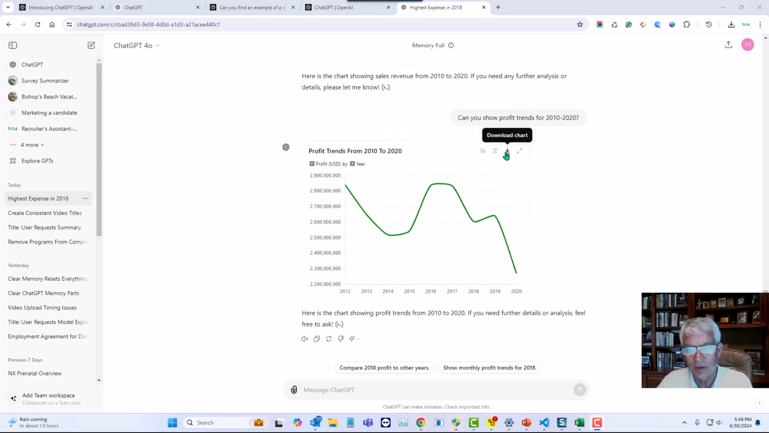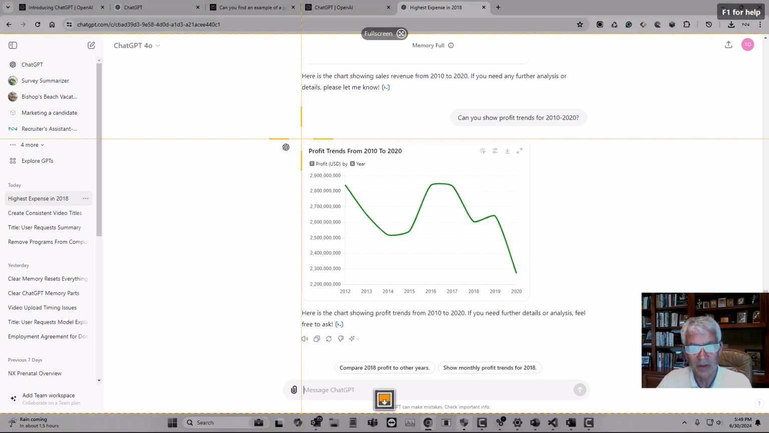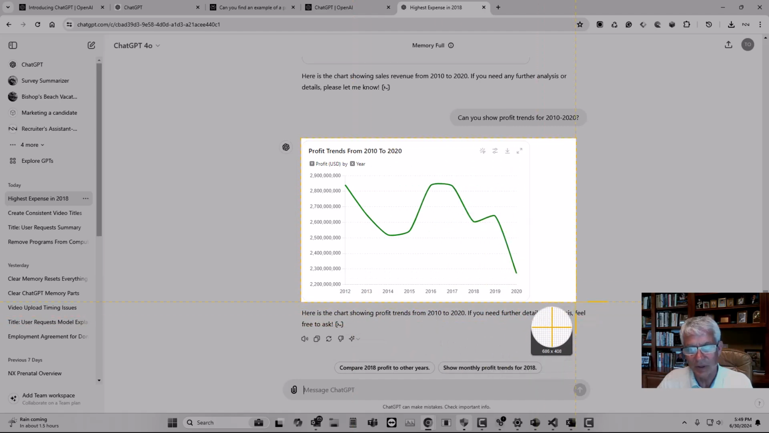So a lot of this stuff you can download these charts. You can copy these charts if you want to use them in a board meeting or whatever. I have a Snagit tool. I could just copy this and put this in a report.